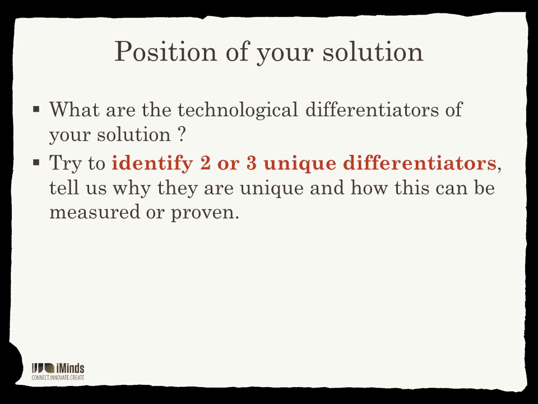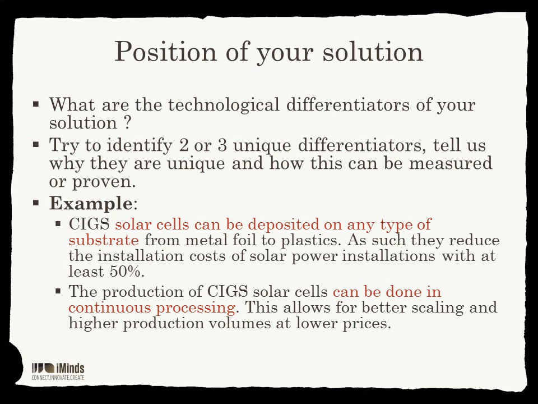Now let's have a look again at the example from the solar energy research. The usage of new materials and new production processes for solar cells has 2 unique differentiators compared to existing technologies. First, the solar cells can be deposited on any kind of carrier or substrate, even plastics or building materials. And secondly, the production of the solar cells can now be done in continuous processing and not in discrete steps. This is a big step forward towards higher production volumes and lower costs.